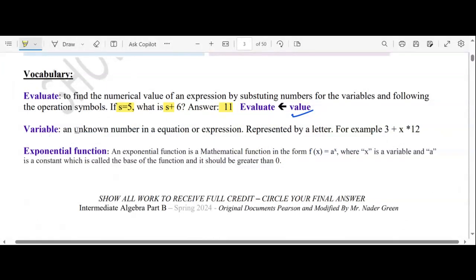What is a variable? An unknown number. So if I say 3 plus x times 12, which one is the variable? X. Very good. Exponential function.